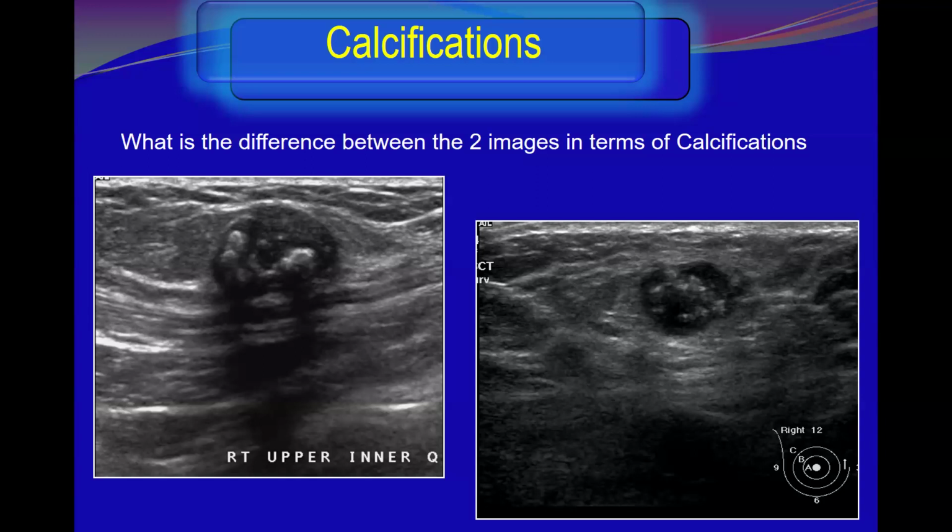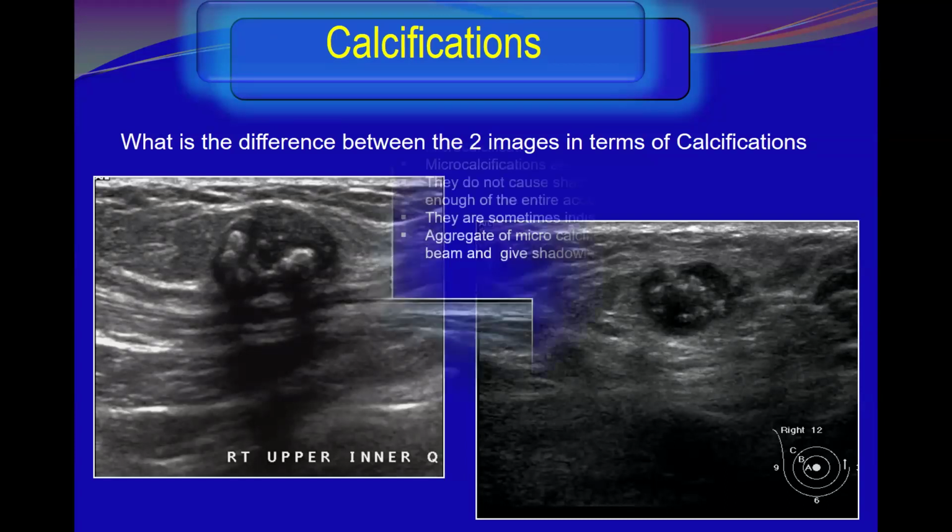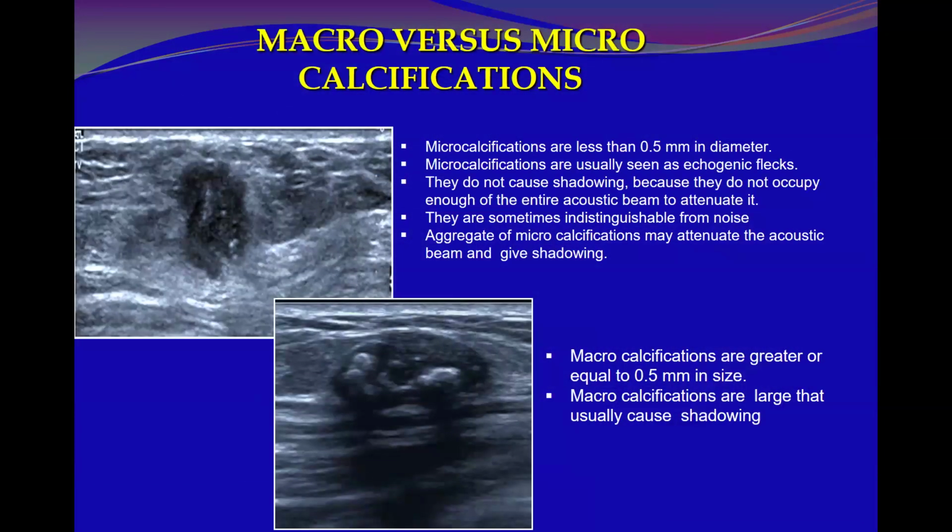The right image shows the posterior acoustic shadow in calcification, and the calcification appears macrocalcification. Excellent. Who said the macrocalcification? Excellent, well done. And the other one? The other one, the calcification has no shadow posteriorly, it looks like microcalcification. Excellent. Well done. So we have microcalcification and macrocalcification as on mammography.